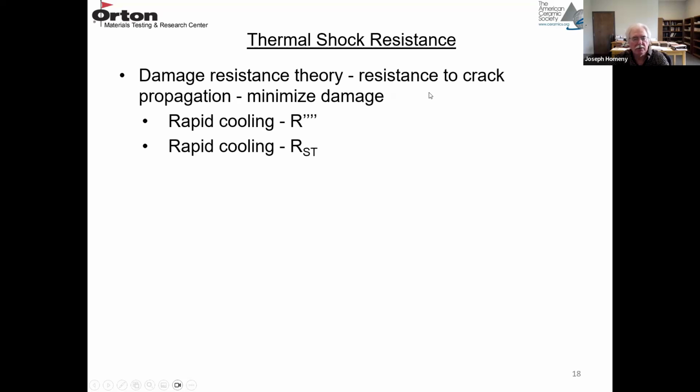You actually start out with a microstructure that's highly microcracked, but you want to have a situation where the crack propagation is difficult. So you're allowing damage to take place in a refractory microstructure, but you're minimizing that damage. It doesn't matter how much strength you lose as long as the refractory is still intact. So both of these parameters, R4 prime and RST, are for rapid cooling. They're just starting with different crack sizes.